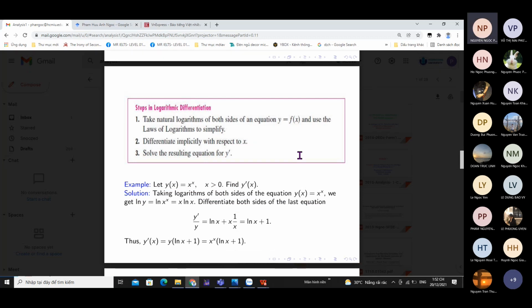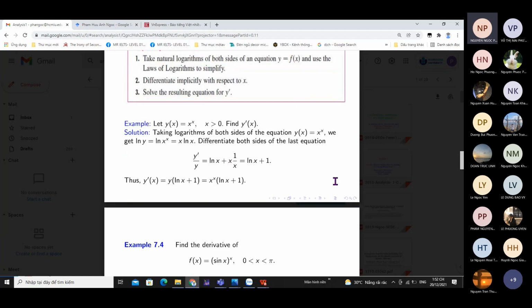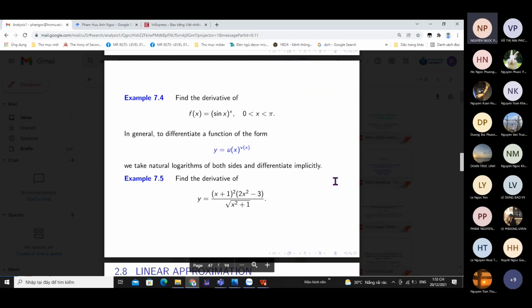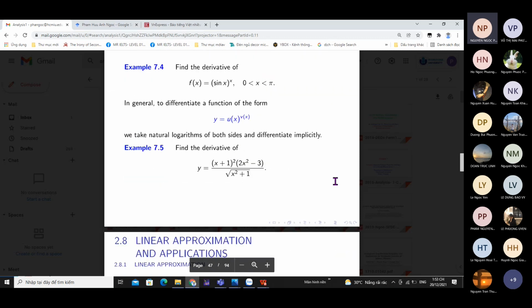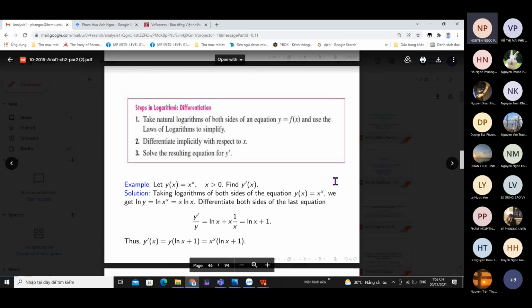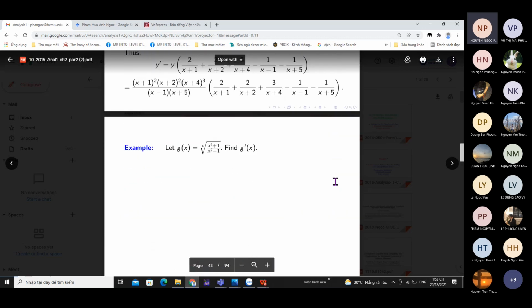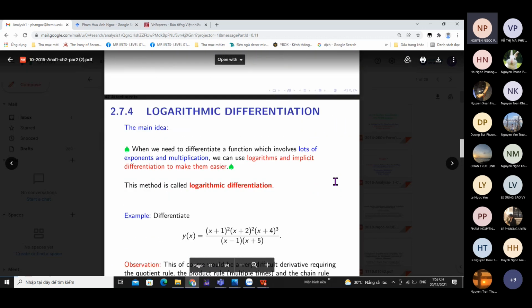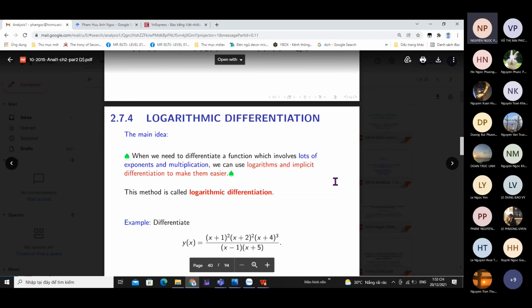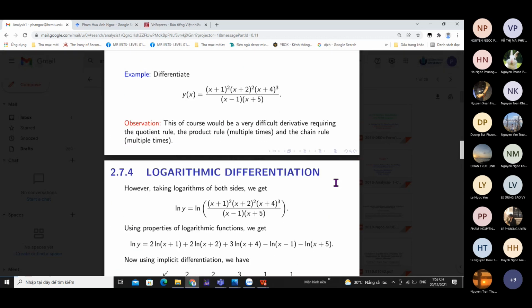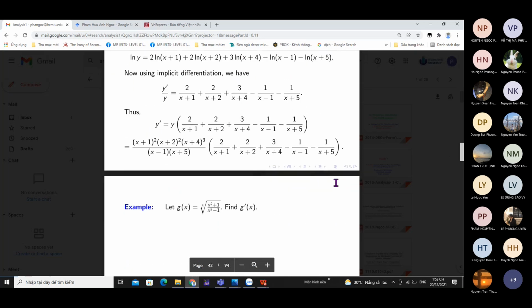Yes, yes. So teacher, we use this technique for all the functions that are so complicated, like the power or the product. We convert them into plus and minus and multiply. Is it right? Yeah. When you have got a function that involves lots of exponents and multiplication.